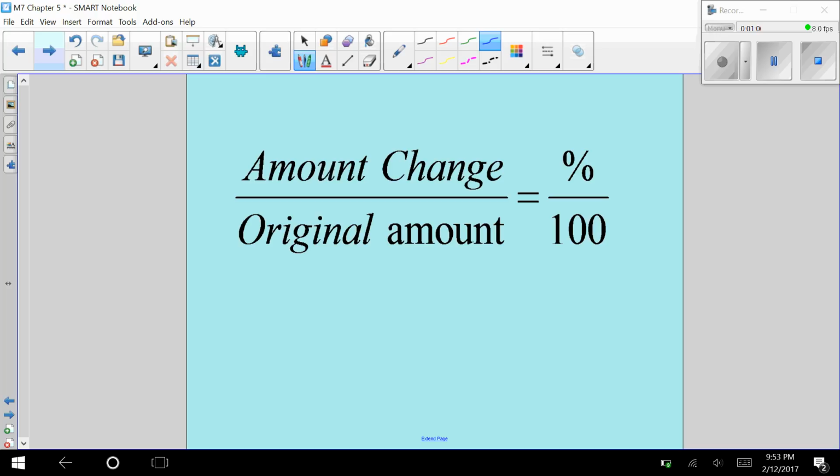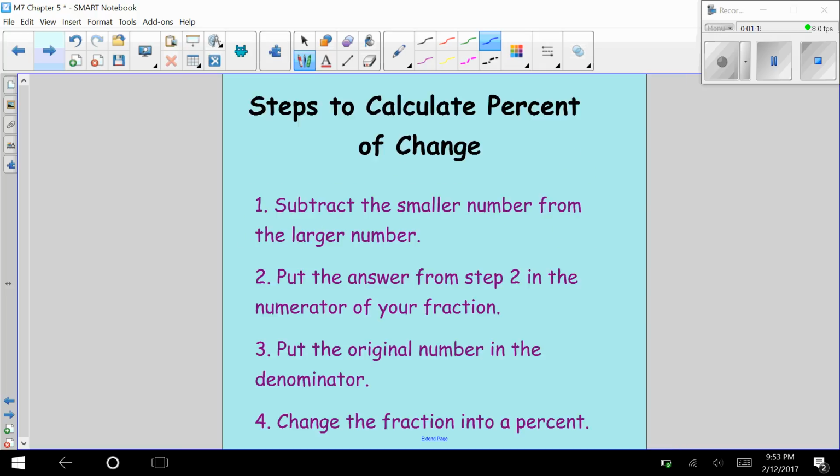So, percent of change is the amount of change over the original amount equals percent over 100. So steps to calculate percent of change. Step 1, subtract the smaller number from the larger number. Step 2, put the answer from step 1 in the numerator of your fraction. Step 3, put the original number in the denominator. Step 4, change that into a percent. Always label your percent of change as an increase or a decrease.